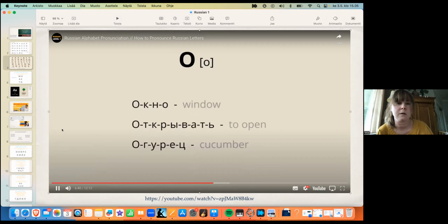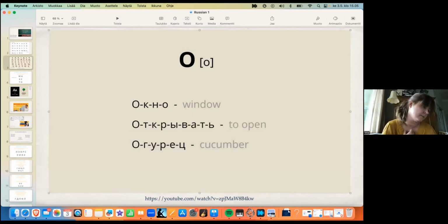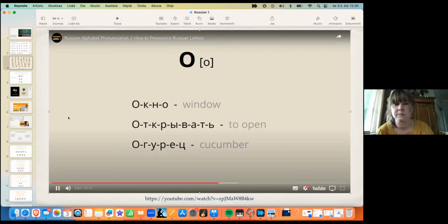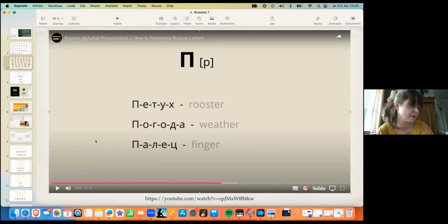Окно. Окно. О-К-Н-О. Открывать. Открывать. О-Т-К-Р-И-В-А-Т. Мягкий знак. Огурец. О-Г-У-Р-Е-Ц.